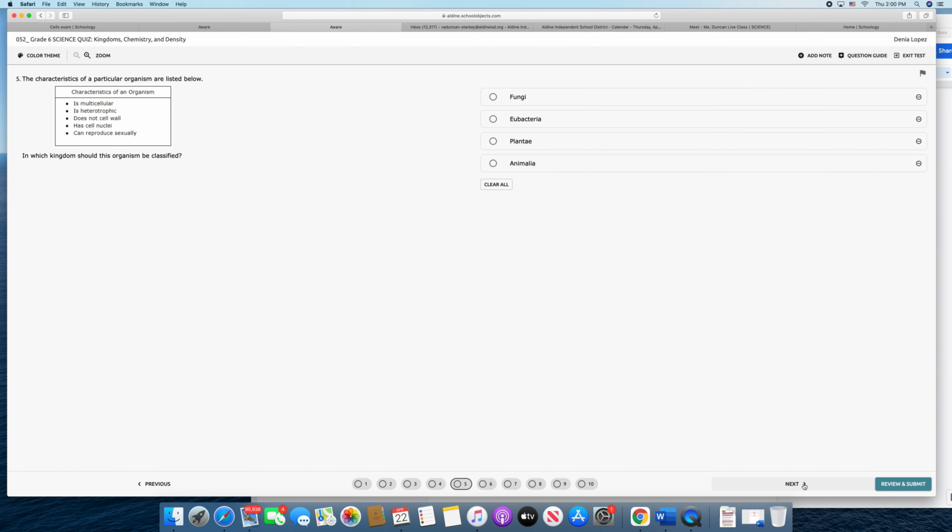Next, we have characteristics of an organism, and you have to identify what that organism is. It's multicellular, heterotrophic, does not have a cell wall, has a cell nuclei, and can reproduce asexually. So it is a heterotroph. So we know automatically it's not a plant. All right. Then we're going to look, it's multicellular. So we're going to look for something that's multicellular. We know that eubacteria are not multicellular. So the only answer choices left to choose from are fungi and animalia. Go through the characteristics and see which one of these best fits your chart.